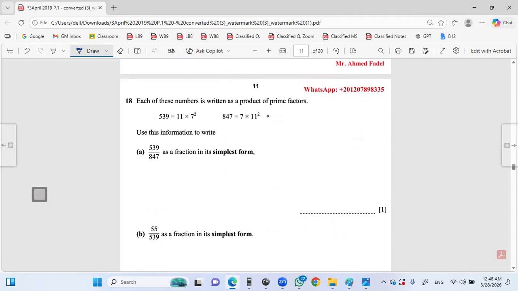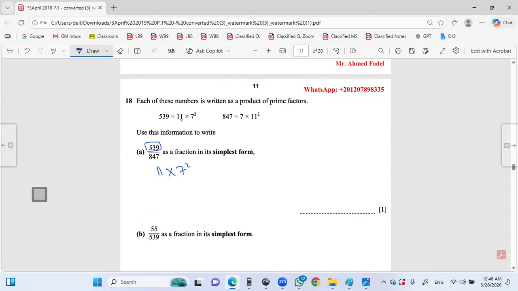Each of these numbers is written as a product of prime factors. Use this information to write 539 over 847 in its simplest form. So 539 is 11 times 7 squared. Don't think about what numbers I can divide both of them by, or how I can simplify this. There isn't anything obvious I can divide both of them by. Well, it's going to be very hard to find it. Yes, I agree with you.